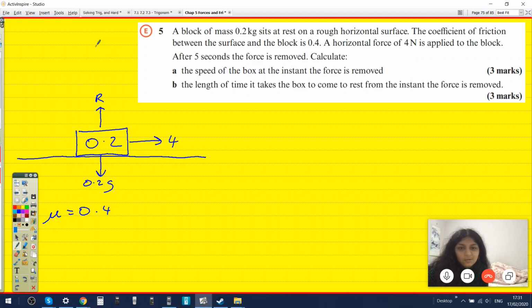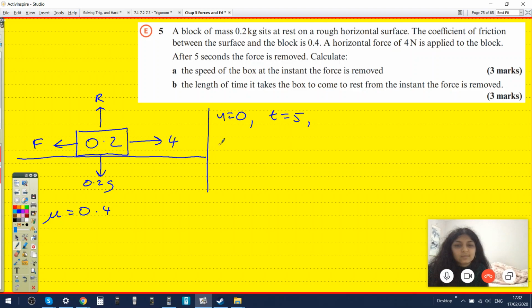Okay, you don't know what S is. If it was SUVAT, you don't know what S is. You know U is 0, and you know T is 5. That's all you know. U is 0, starts from rest. T is 5. I don't know anything else.